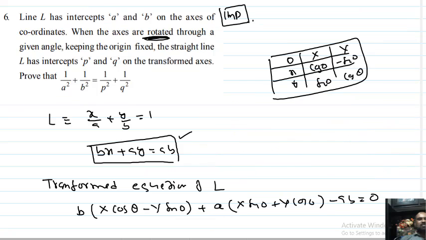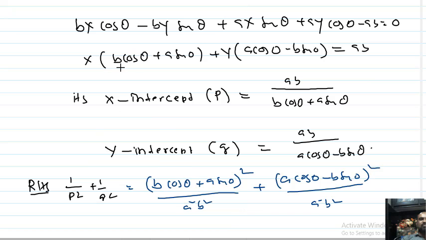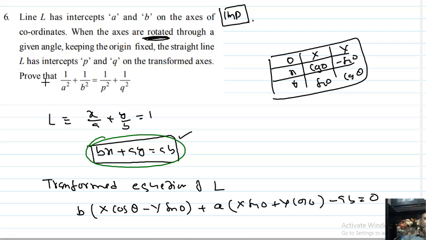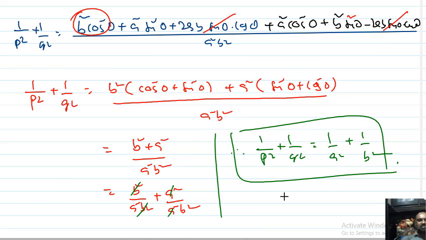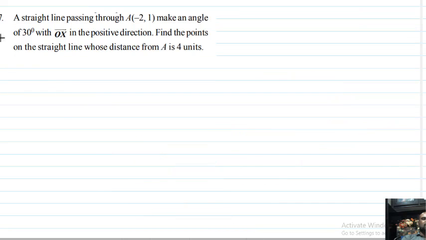Okay, interesting problem, man. This equation is transformed by using the rotation concept. So both the axes are rotated through an angle of theta. Automatically, this equation will change. We need to find the transformed equation. So this is the transformed equation of that line. p is the x-intercept of this transformed equation, q is the y-intercept of this transformed equation. I found the x-intercept and y-intercept separately. After that, we want to prove that 1 by a square plus 1 by b square equal to 1 by p square plus 1 by q square. That's why I took the RHS. As simplified, then we will get the LHS. Okay? Next problem.